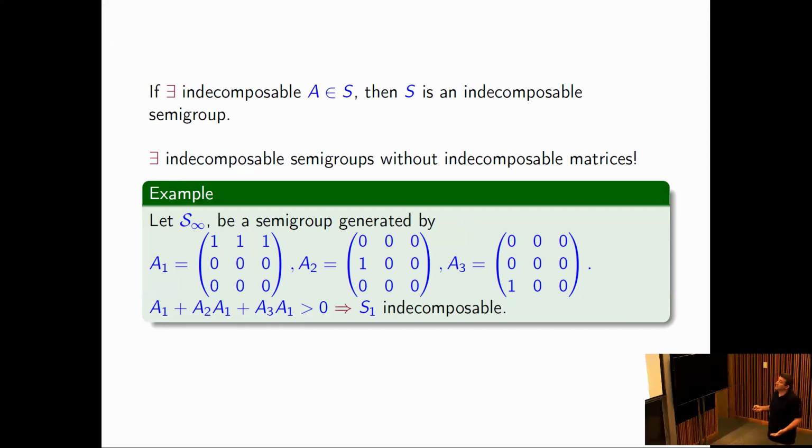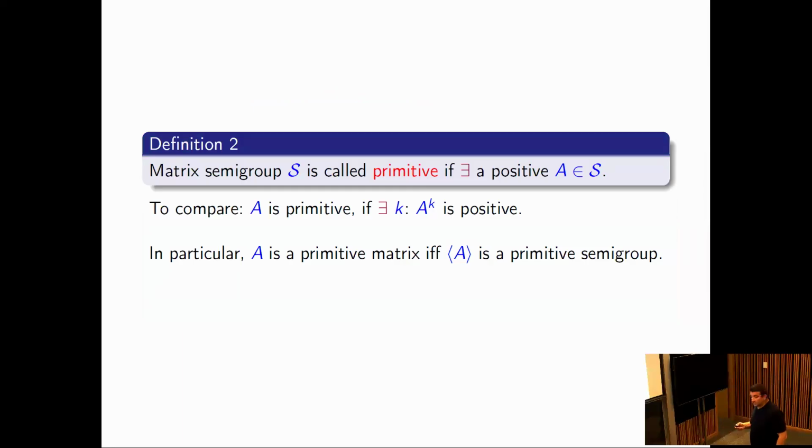By the way, there are indecomposable semigroups without indecomposable matrices. For example, this one, generated by these three matrices, is indecomposable, but these three matrices were not. So the semigroup is under multiplication. Yes, I am using usual matricial multiplication, not the other products up to now.